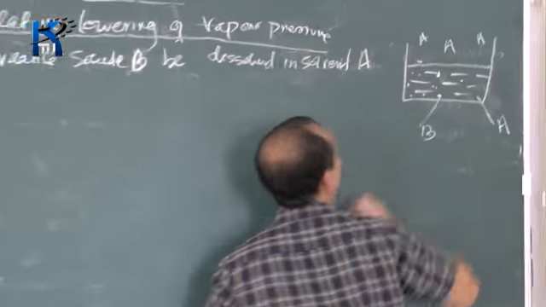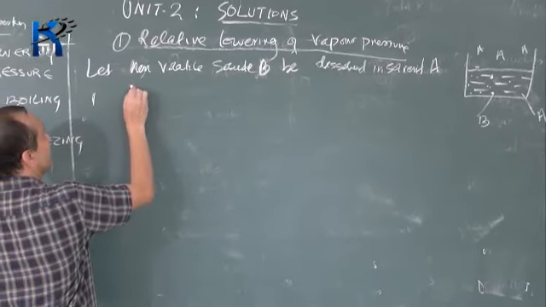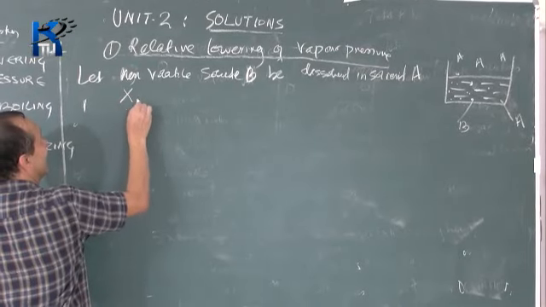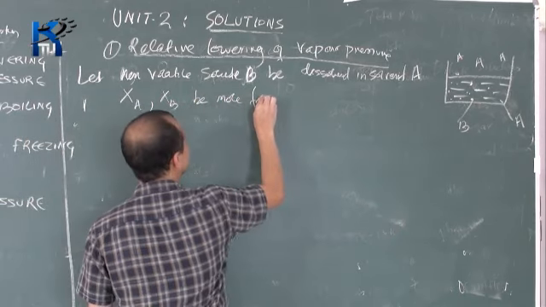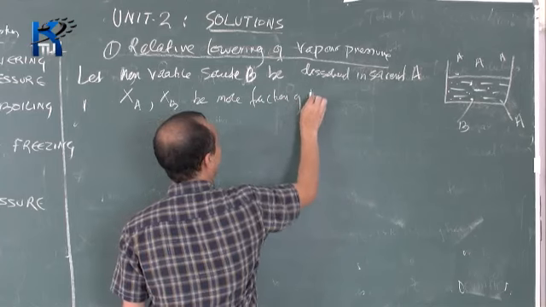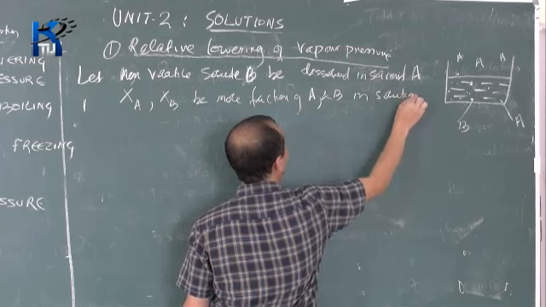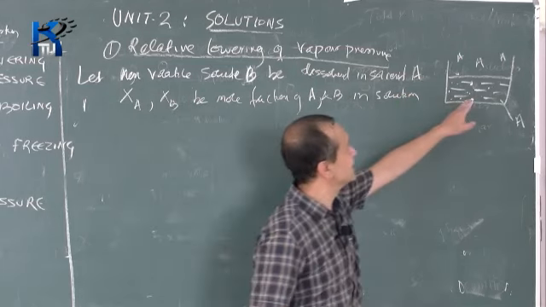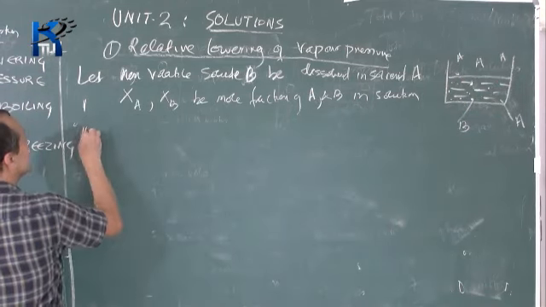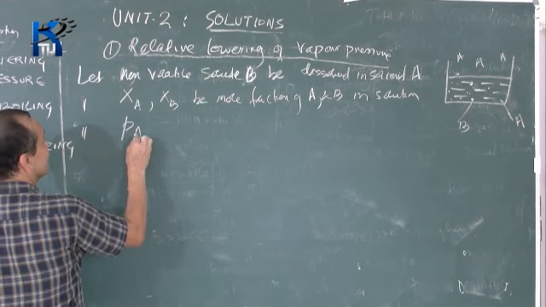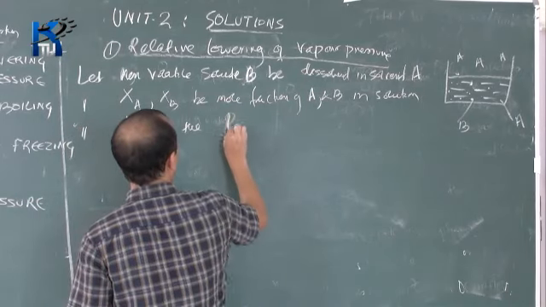Now let XA and XB be the mole fraction of A and B in solution, mind you. Obviously it will be solution only, because A and B are present in solution. A and B are not present in the vapor, mind you here. And let PA be the partial vapor pressure of A.